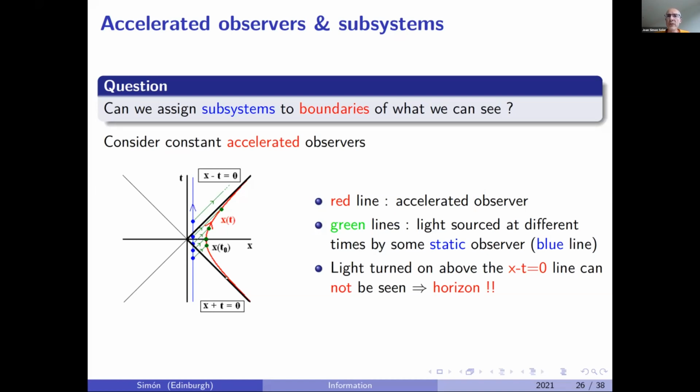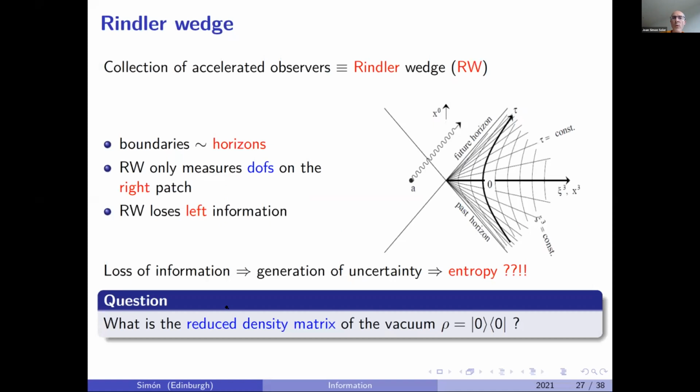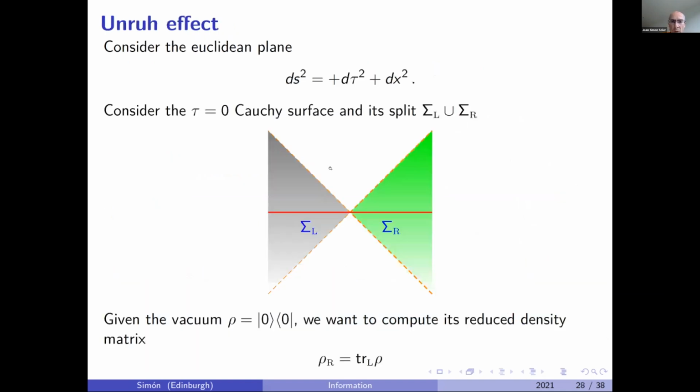And whatever amount of information is encoded in this light is lost from the perspective of the accelerated observer. So we want to ask the question, is there any entropy, is there any uncertainty associated with the description of an accelerated observer? And the answer will turn out to be yes. What I want to do is take the vacuum of my field theory. This is the density operator. And I want to trace over the left-hand side, because this is the part of the Hilbert space in the factorization in real space, which I don't have access to if I am an accelerated observer in the right-hand side. So I want to compute this reduced density matrix in quantum field theory in Euclidean signature.